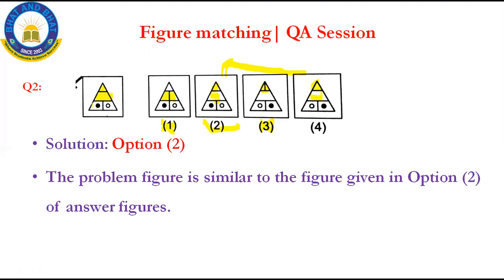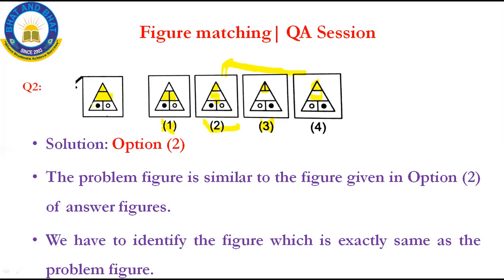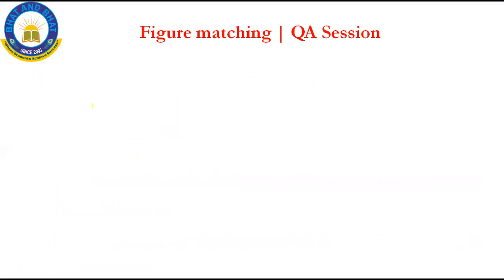So what is the procedure here? We have to follow the same figure which has been given as the problem figure, isn't it? So option 2 is the correct answer. We have to identify the figure which is exactly the same as the problem figure. There should not be even a single mistake there. I hope you all understood. We'll move on to the next question.